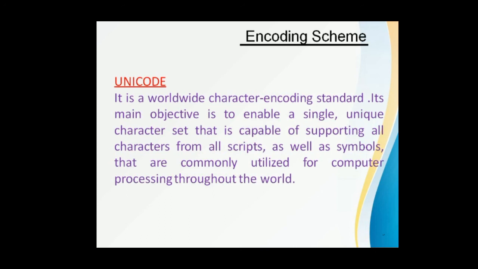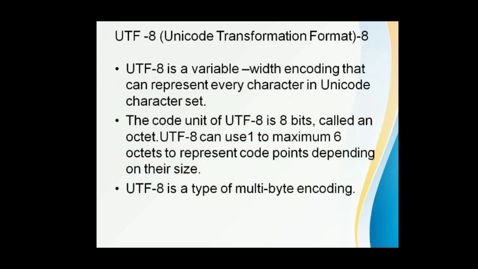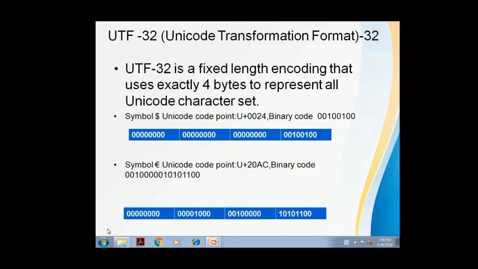We will discuss some Unicode schemes. UTF-8, Unicode Transformation Format 8. It is a variable width encoding for each character in the Unicode character set. It is 8-bit, called an octet. UTF-8 can use 1 to a maximum of 6 octets to represent code points depending on their size. UTF-8 is a multi-byte encoding. UTF-32 is a fixed length encoding that uses exactly 4 bytes to represent the whole Unicode character set.